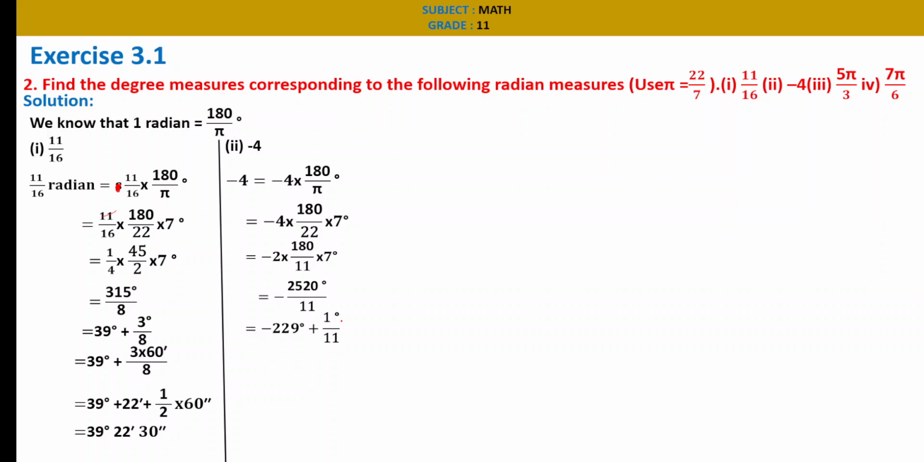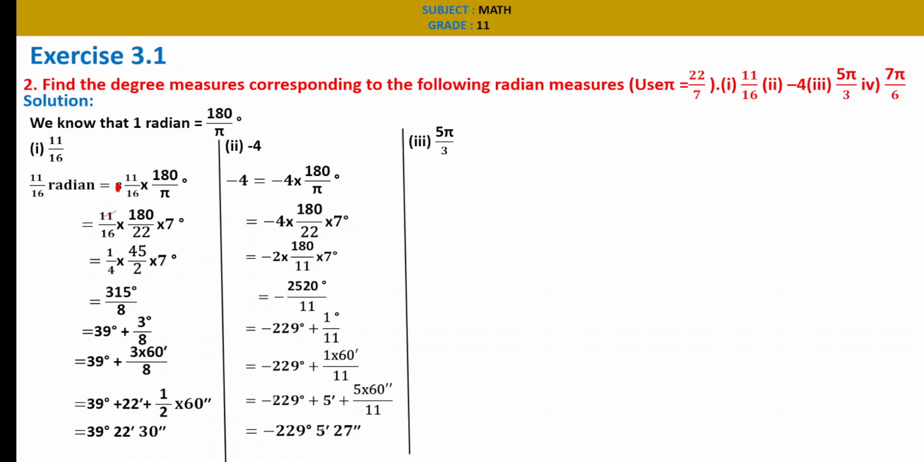Now let us convert this degrees into minutes, that is into 60. 60 by 11 can be written as 5 plus a remainder. The remaining value, let us convert into seconds by multiplying by 60. Therefore, minus 229 degrees plus 5 minutes plus 5 into 60 by 11 seconds. That is approximately minus 229 degrees, 5 minutes and 27 seconds.